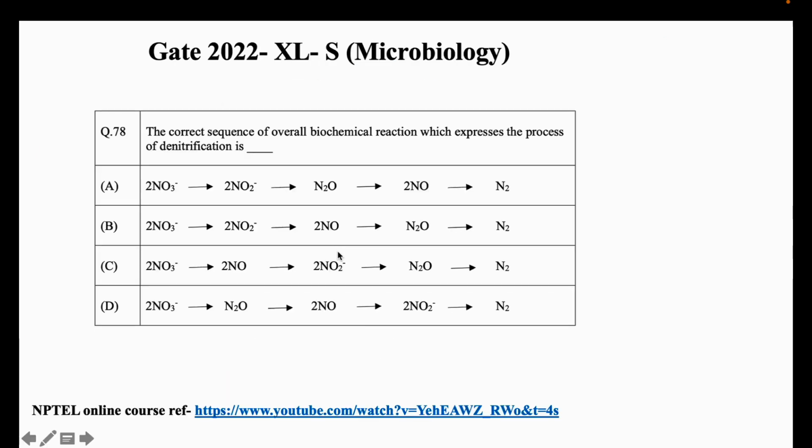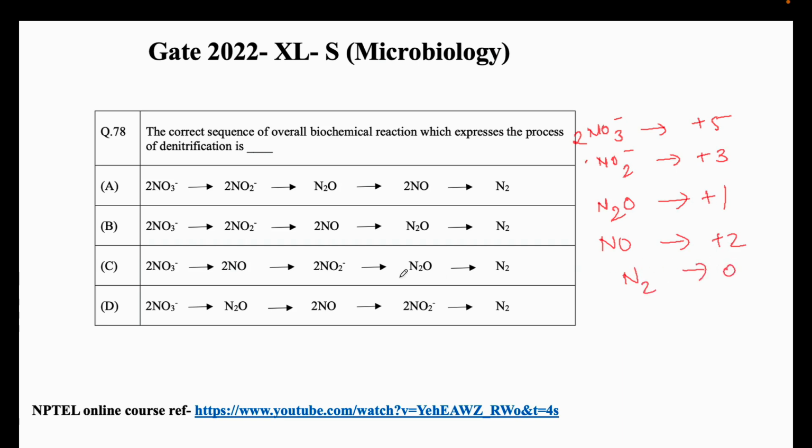And coming back to the question, we already calculated this. So the valency of 2NO3 minus is plus 5. Then we have 2NO2 minus, the valency is plus 3. You can calculate this by yourself also. N2O valency is plus 1. NO valency is plus 2. Elemental is always 0.